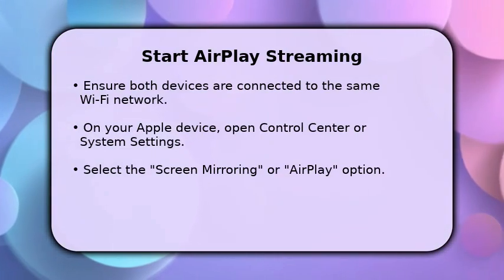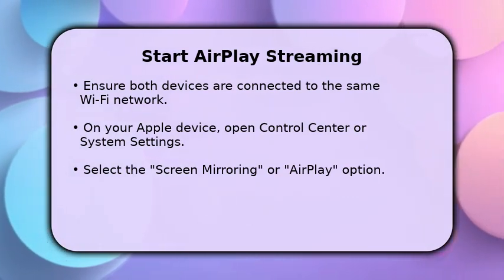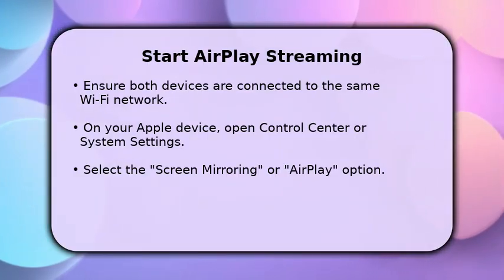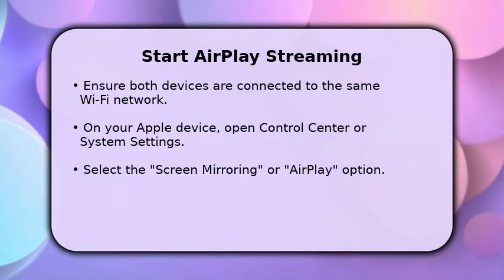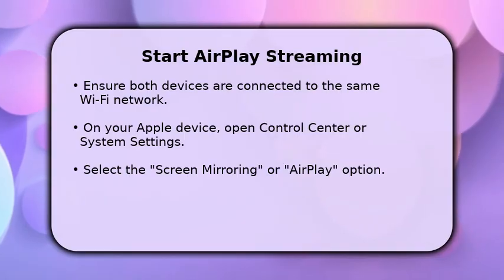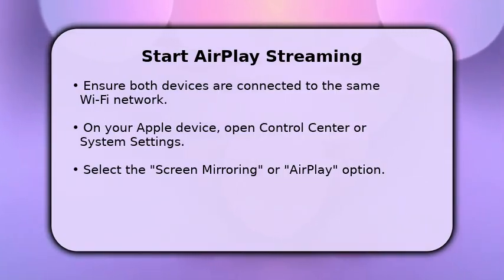With the software running on your PC, you're ready to start streaming. First, confirm that both your Apple device and your Windows computer are connected to the exact same Wi-Fi network. On your Apple device, access the Control Center or System Settings, then locate the screen mirroring or AirPlay icon. A list of available receivers will appear. Simply select your PC's name from this list. Your content should then wirelessly appear on your computer screen, ready for viewing.